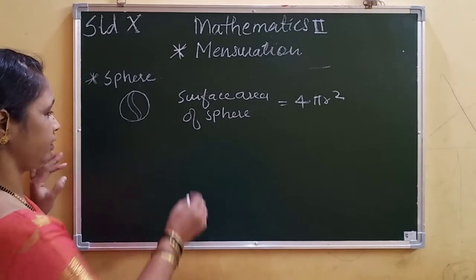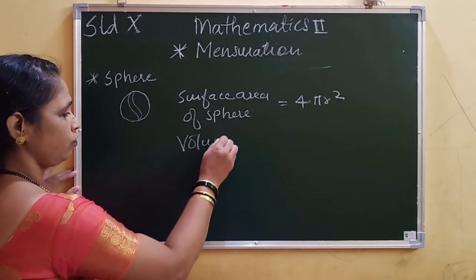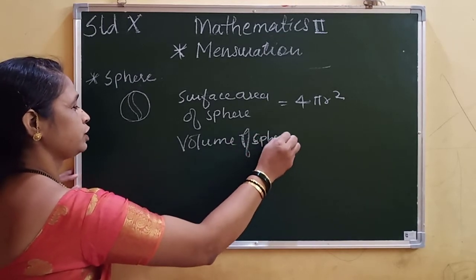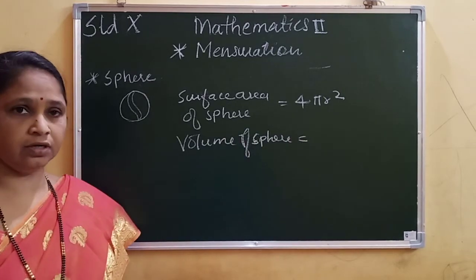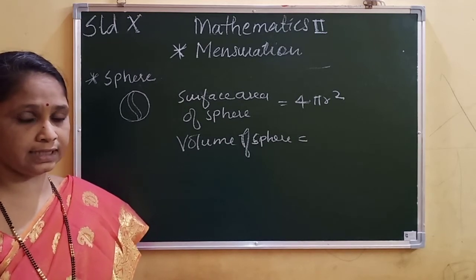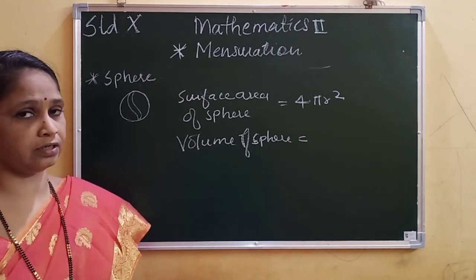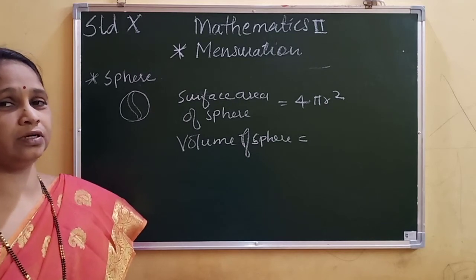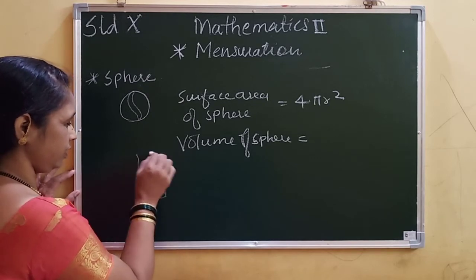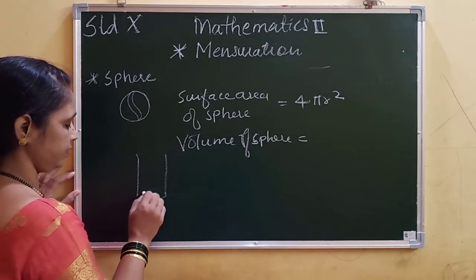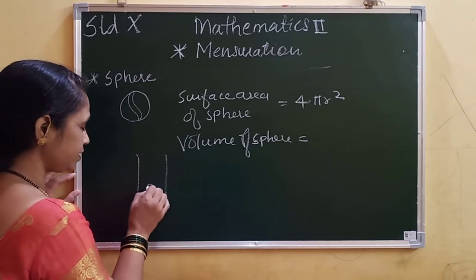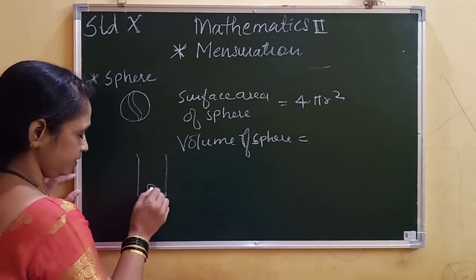Now volume of a sphere. Next what you have to study? Volume of sphere. Now see, in textbook it is given the volume of sphere, how to derive. Now see, you have to take a cylinder and the radius of the cylinder is equal to the radius of the sphere. You have to take the water in the cylinder, and the radius of the sphere and the radius of the cylinder is same.